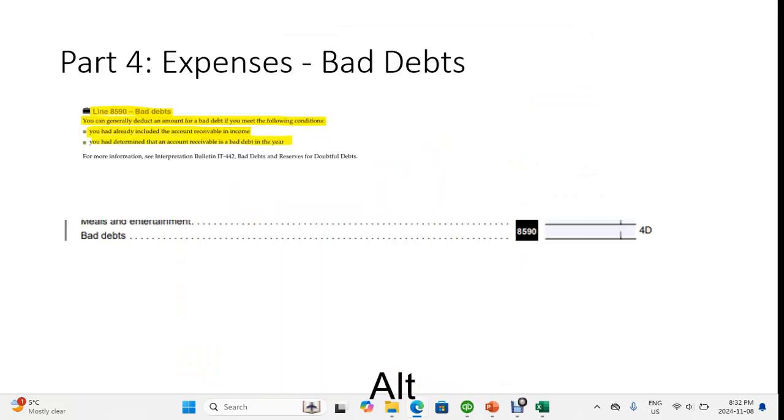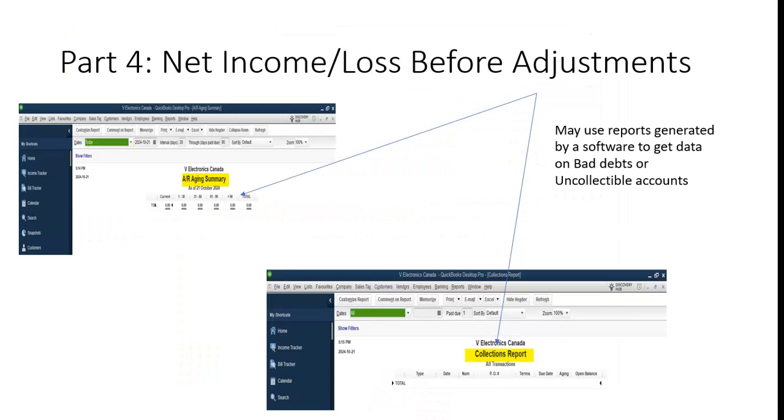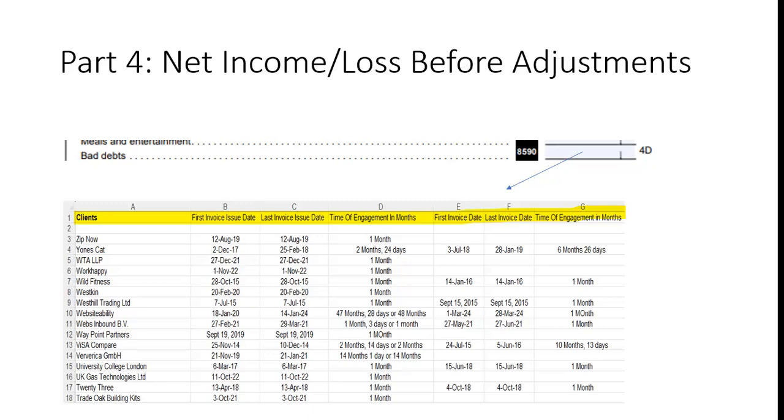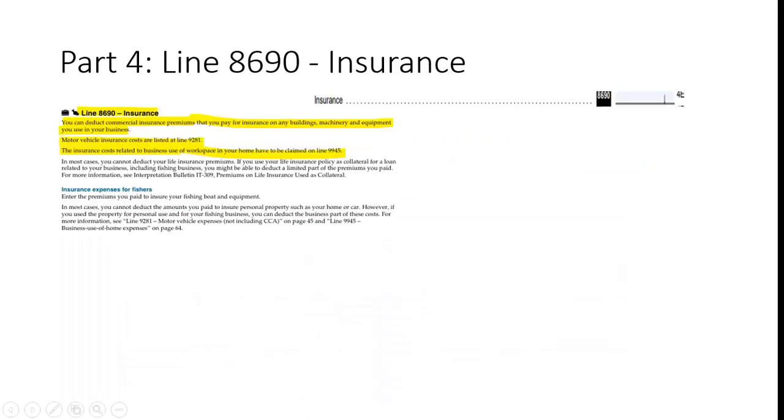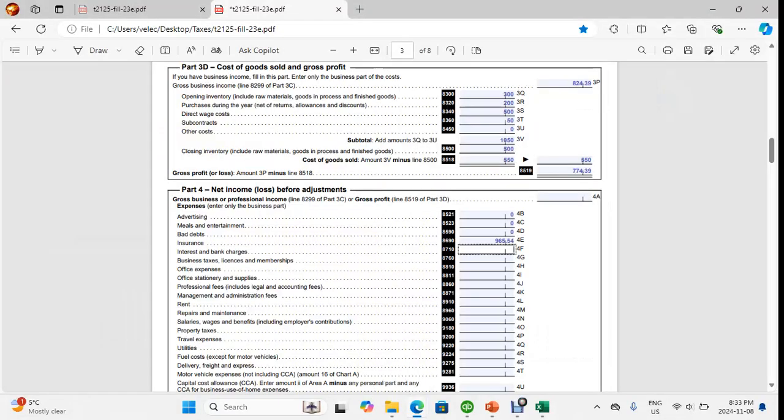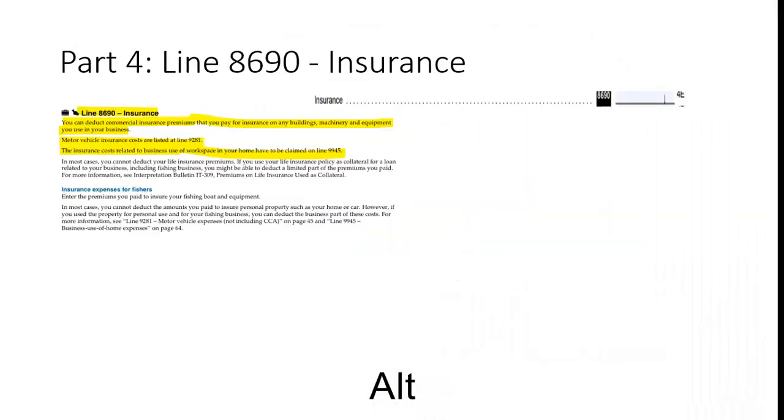Insurance, on the other side, is not your auto insurance. You'll need to declare auto insurance somewhere else. When it comes to insurance, this has to do with commercial insurance premiums that you pay for insurance on capital property like buildings, machinery, and equipment that you use in your business. All right, so your insurance will be $965.54.